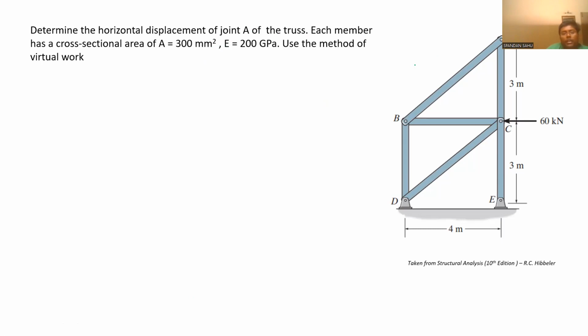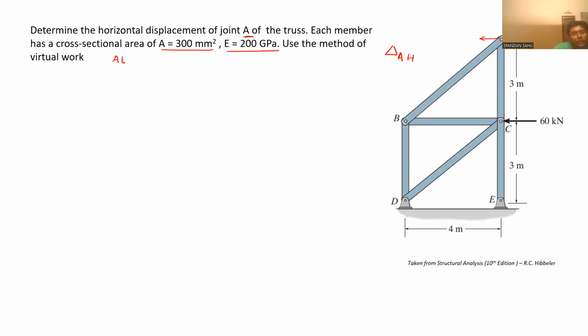Now, see, I will give a hint for this problem only and we will move forward. Determine the horizontal displacement of joint A. Now, we need to calculate the displacement for joint A in horizontal direction. And each member has cross-section area A equal to 300 mm square and modulus of elasticity E equal to 200 GPa. So area is given, modulus of elasticity is given.